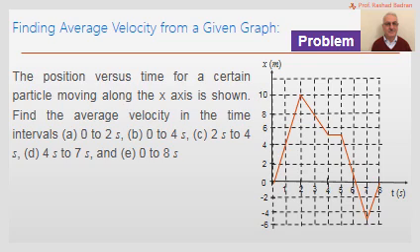From time 4 seconds to 5 seconds, the object is obviously stationary, it's not moving. And then another motion from time 5 seconds up to 7 seconds. And the final motion is from 7 seconds to 8. In this problem, you are asked to find the average velocity at different intervals.